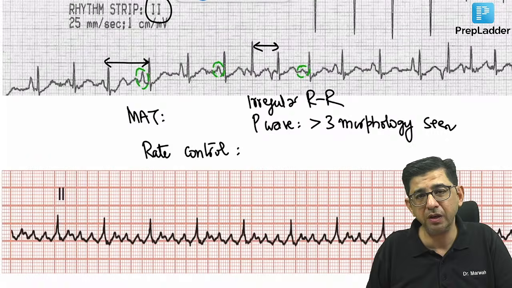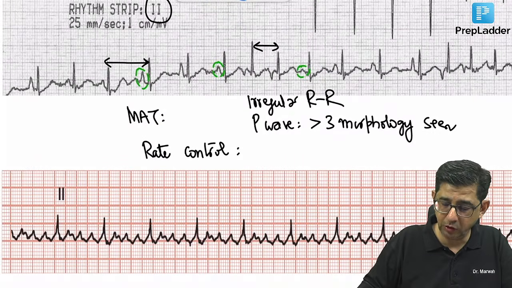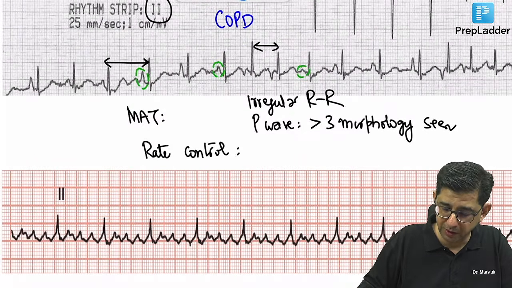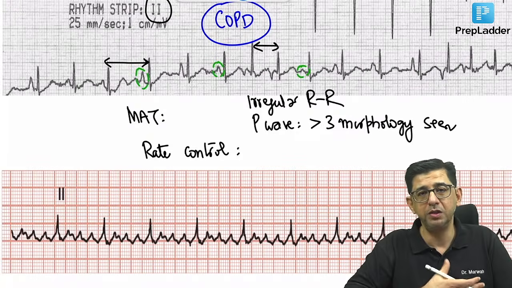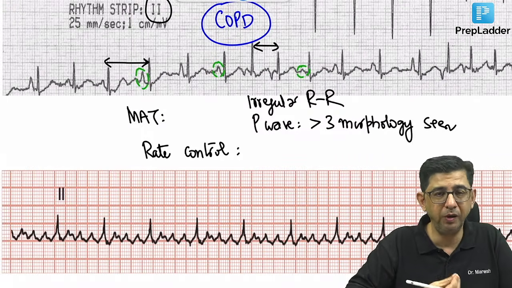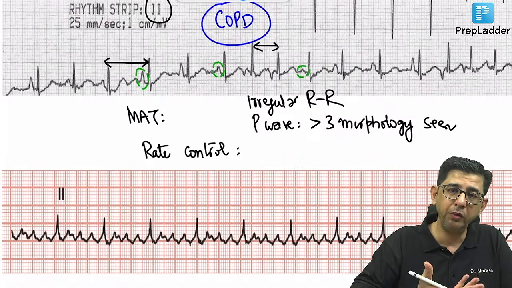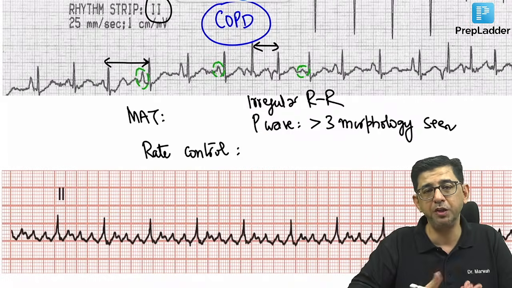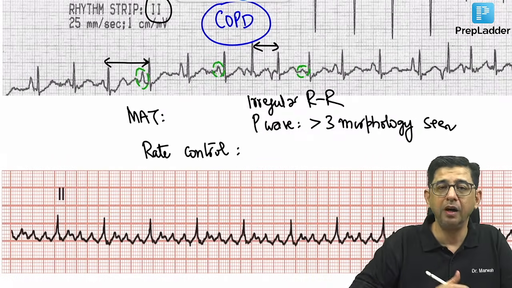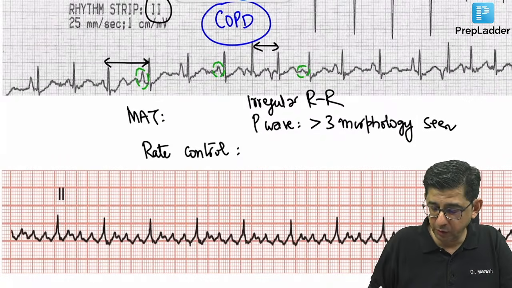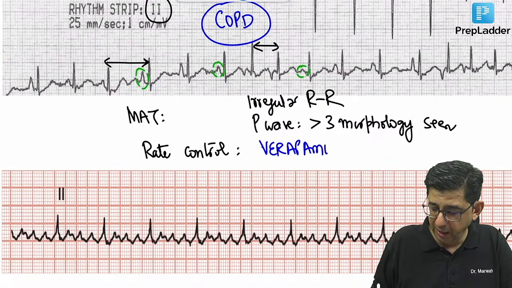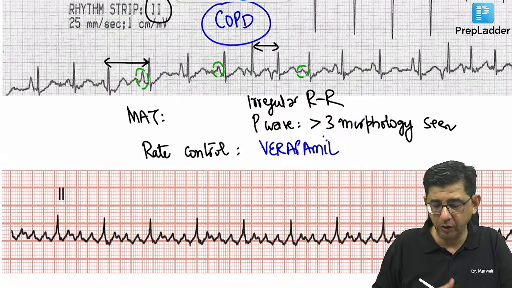So I'll not be answering S-full-all because this condition is commonly seen in COPD patients. It is the hypoxia of COPD, which is the trigger for development of multifocal atrial tachycardia. As I've told you, we don't give beta blockers in a patient who's having COPD. What we can do in this case is use diltiazem or verapamil for management of this patient. And obviously we need to treat the COPD component.